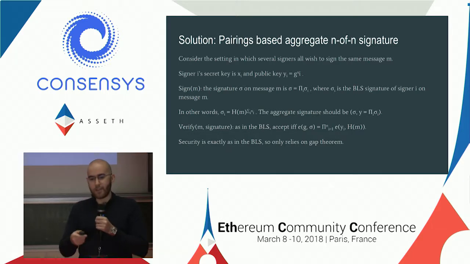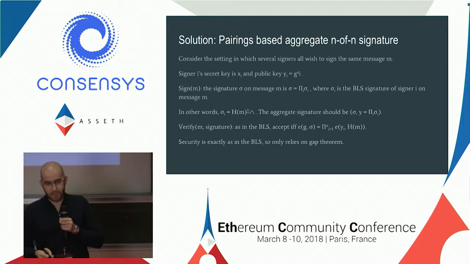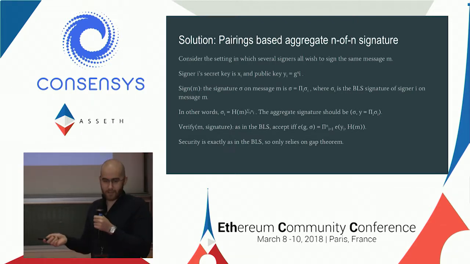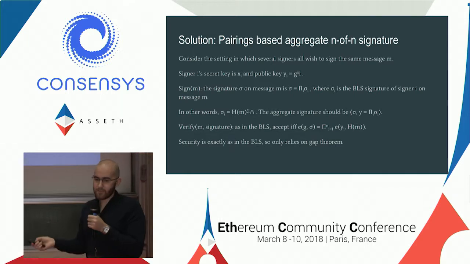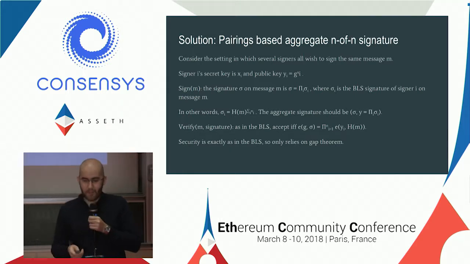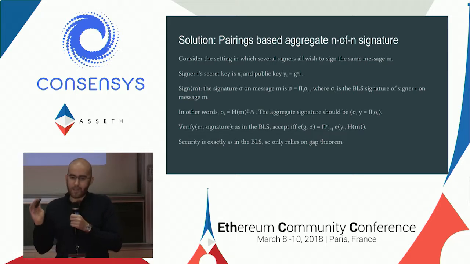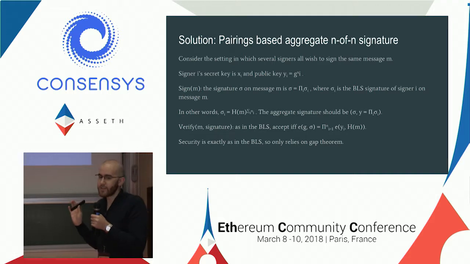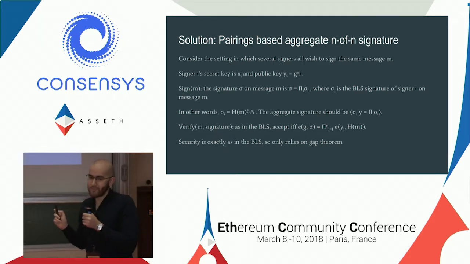So again, consider that the message is the same, just a smart contract hash, for example. The signer i, their secret key is x sub i, and the public key is y sub i, that's g to the x sub i. And then the signature is created a bit differently than we were doing it in the Schnorr example.